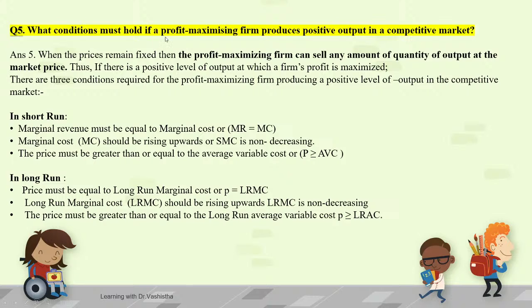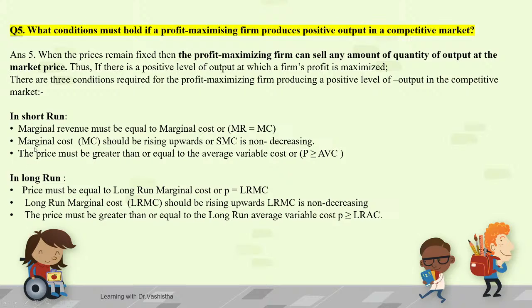What conditions must hold if a profit maximizing firm produces positive output in a competitive market? The market is competitive, the firm is profit maximizing, and it is producing positive output. So what conditions should be there? When the price remains fixed, the profit maximizing firm can sell any quantity of output at the market price. Thus, if there is a positive level of output at which the firm's profit is maximized, there are 3 conditions required.